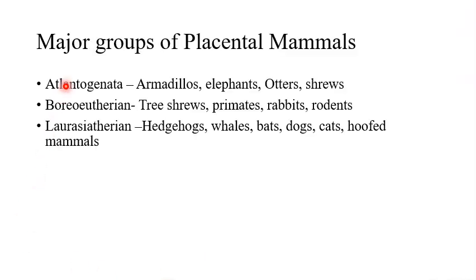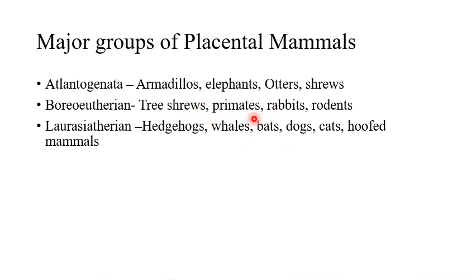Don't worry about any of these groups, but these are the three major groupings of organisms within the mammal clade, right? So armadillos, elephants, otters, shrews, tree shrews, primates, dogs, rabbits, rodents. So we're in this group right here, and then you have your hedgehogs, whales, bats, dogs, cats. Actually, this one might be wrong. I was under the impression that whales and elephants are closely related, but I could be wrong. No, never mind. That's right. All right, but it doesn't matter too much anyways.